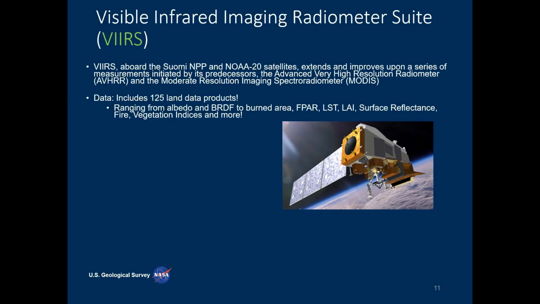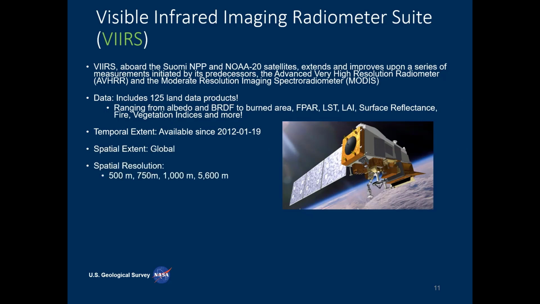The LP DAAC currently distributes 125 land data products, with more coming soon with version 2, as well as NOAA 20 version 2 data being released in the next couple of months. These products offer similar products to MODIS, including albedo, BRDF, burned area and fire, FPAR, LST, LAI, and more. VIIRS data are available from 2012 to present, so a decade of data, and they're available across the globe.